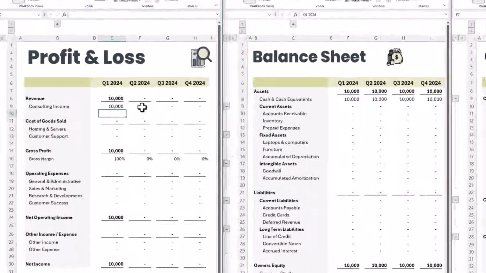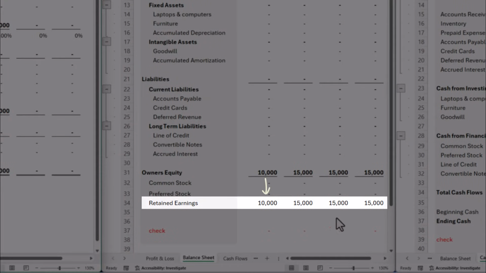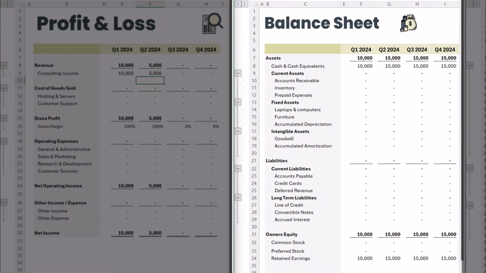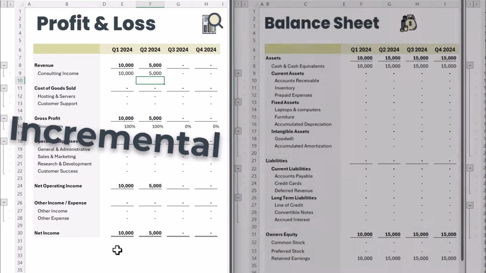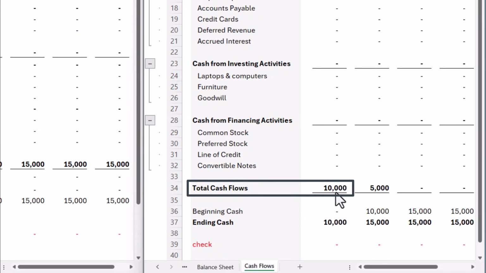If I post $5,000 in earnings next month, my retained earnings balance goes from $10,000 to $15,000. Remember, the balances shown here are cumulative, but the balances here are incremental. Look at what's also happening on my statement of cash flows. If I don't have any activity on my balance sheet, that means that I received $10,000 in cash and then $5,000 in cash in the following month.